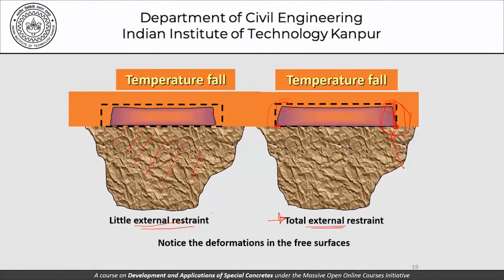It's not the rectangular block that we cast against the glass plate and try to idealize. As against that, if there was little external restraint, this block will also move a little bit, but surely, unless it is zero the way I showed it in the glass plate, there will be a difference in the contractions which is observed at the top and that which is observed at the bottom, which is against the ground.